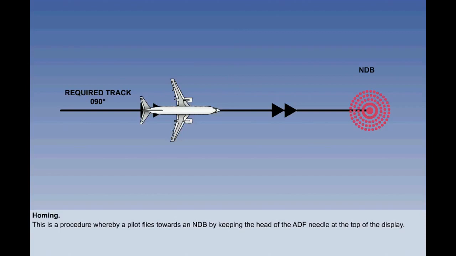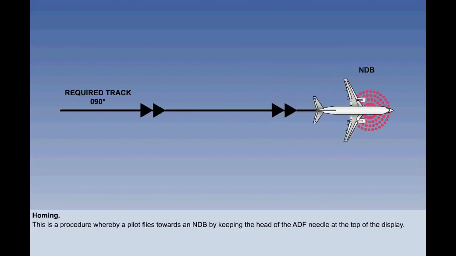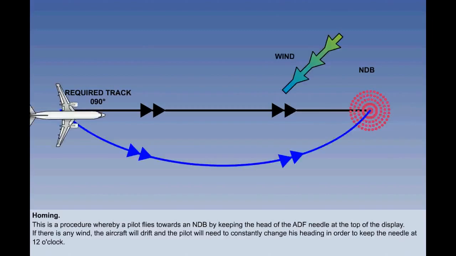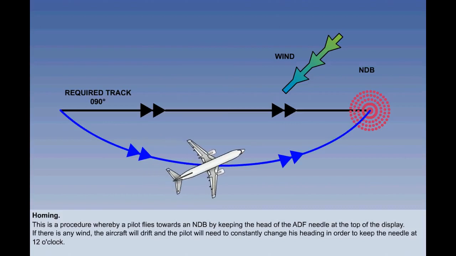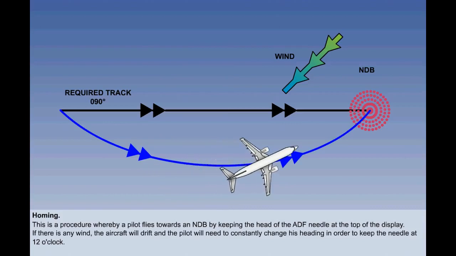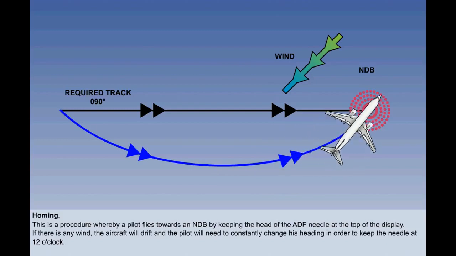This is a procedure whereby a pilot flies towards an NDB by keeping the head of the ADF needle at the top of the display, in the 12 o'clock position. If there is no wind, the pilot will fly in a straight line to the NDB. But if there is any wind, the aircraft will drift, and the pilot will need to constantly change his heading in order to keep the needle at 12 o'clock. It is poor airmanship to fly like this.